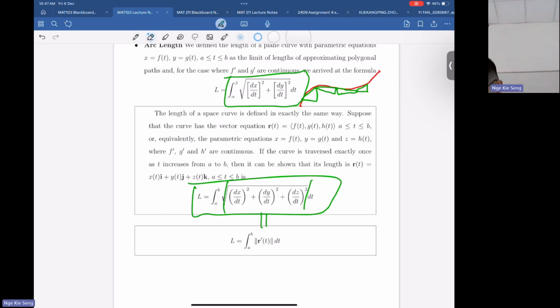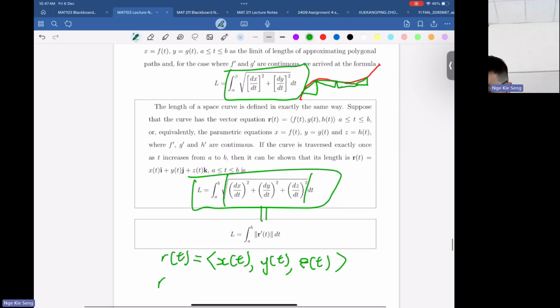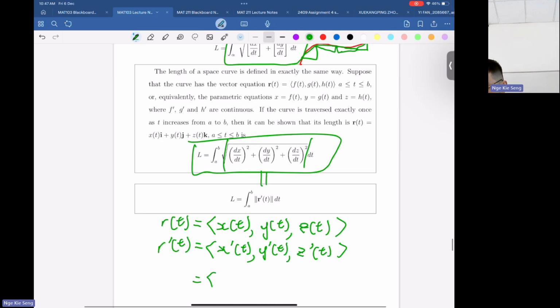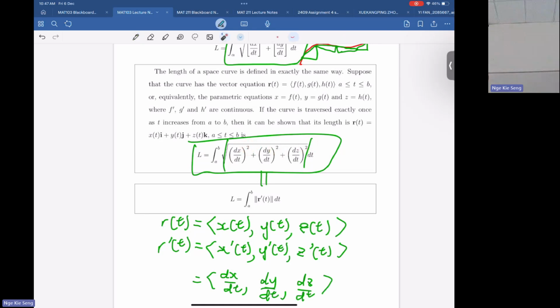So let's restart. r(t) equals (x(t), y(t), z(t)), right? So every coordinate depends on t as a function. And then how do you differentiate a vector function here? You really just differentiate coordinate by coordinate. But what are these? x prime, y prime, z prime. This is really just dx/dt, dy/dt, and dz/dt. So what does it mean to square all of them, add them up, take the sum and then take the square root? This is just the length you learned in linear algebra.